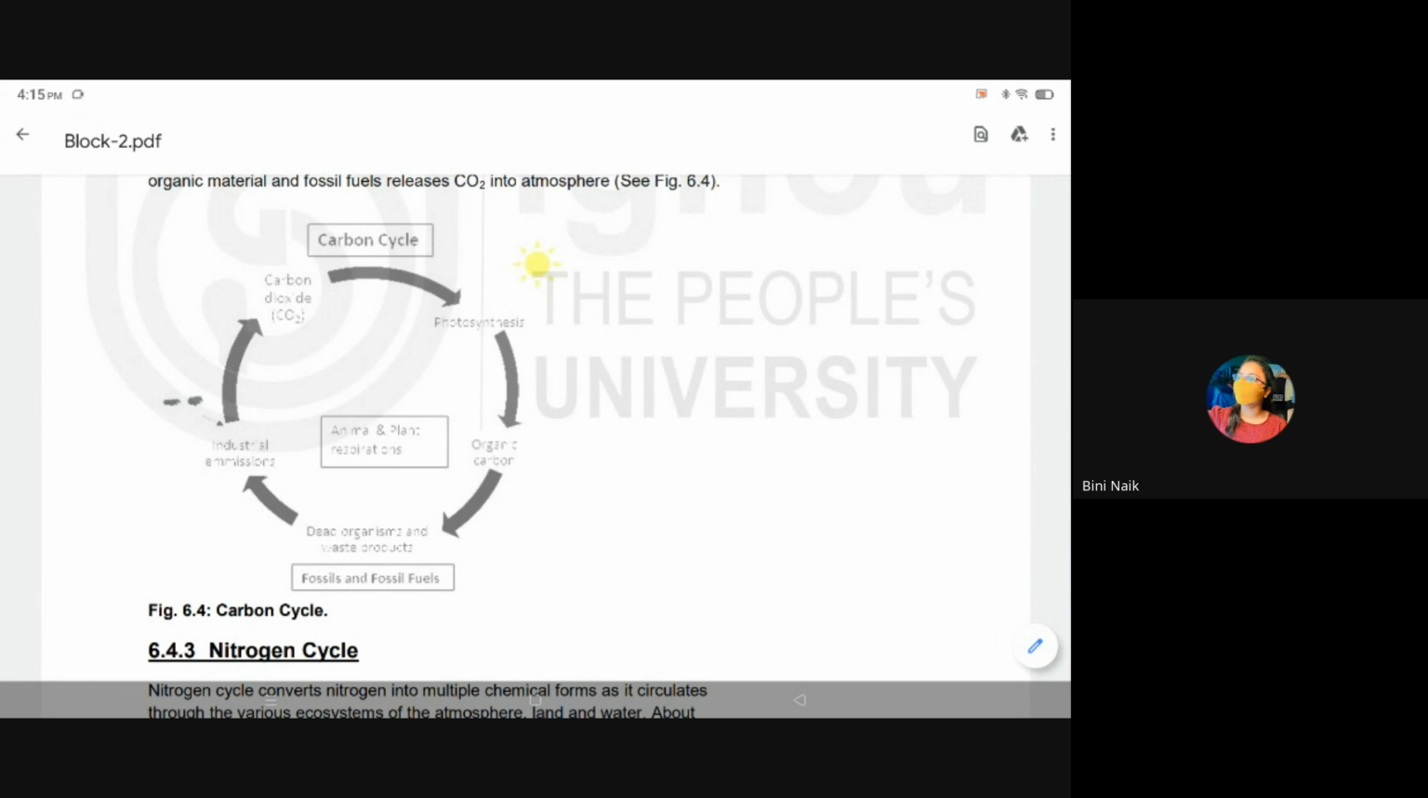So in that way, the carbon is basically got back into the atmosphere again. So this is basically a cyclic process. Again the photosynthesis process will go on. So this is basically a cyclic process. So that is what I have told.